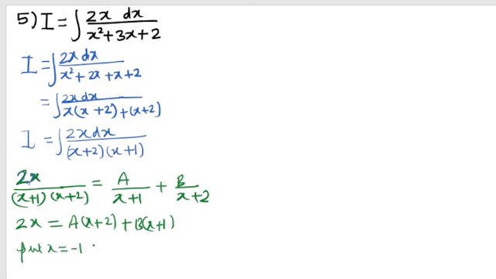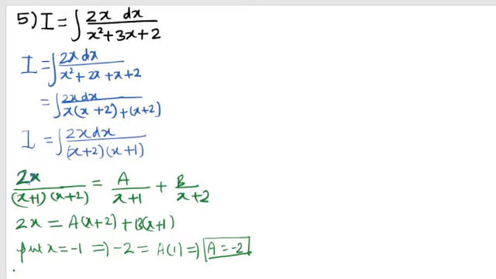Now put x is equal to minus 1. If we put it here, we will get 2 into minus 1, that is minus 2, and the b part is going to become 0, so a into 1, that means a is equal to minus 2. So from here we are getting a is equal to minus 2.